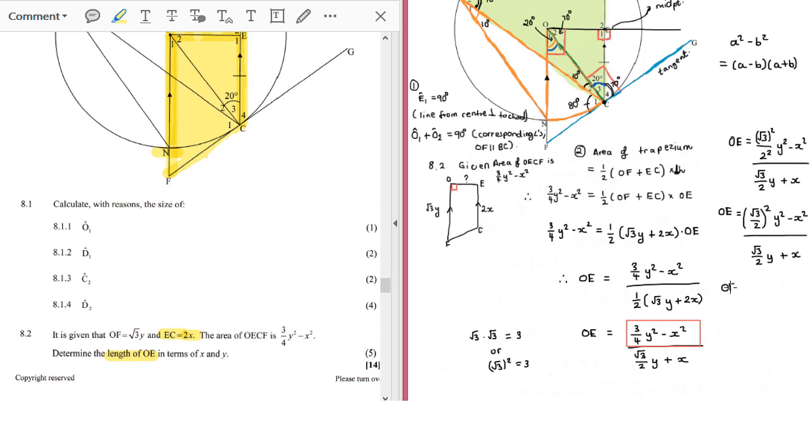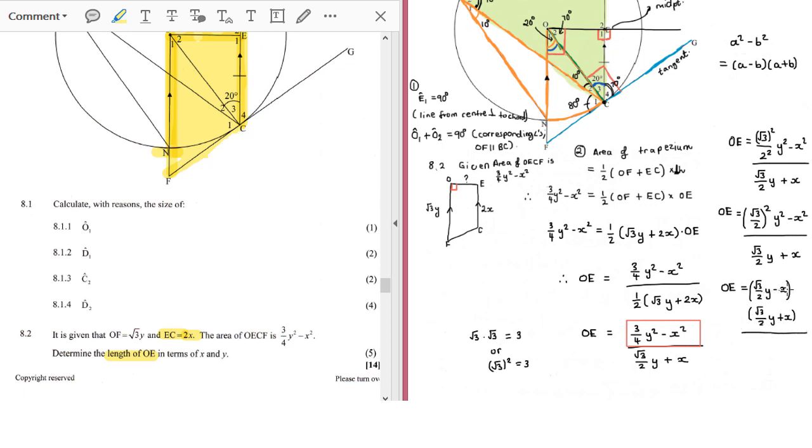Then OE is going to equal, in two brackets, the first thing which is squared is the root of 3 over 2 y, then we have a minus, and then the second thing that's squared is x. Now we need the same bracket, just with a plus sign. So that is us factorizing that difference of two squares.